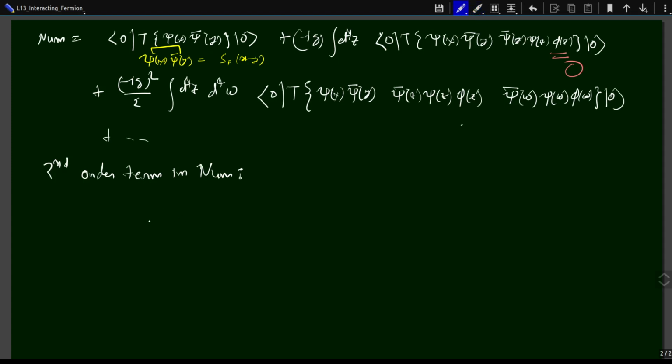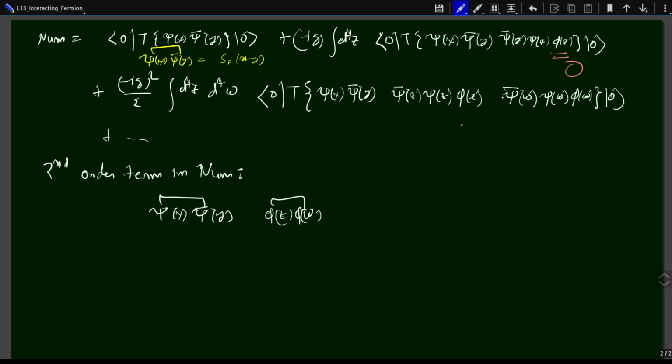Okay, so what I do, ψ(x), ψ̄(y) contracted. And of course φ(z) and φ(w) contracted. Now what options do I have? Look at here. At point z, I have one ψ̄ and one ψ, and at point w I have one ψ̄ and one ψ, and we know that ψ̄ and ψ have to contract together.